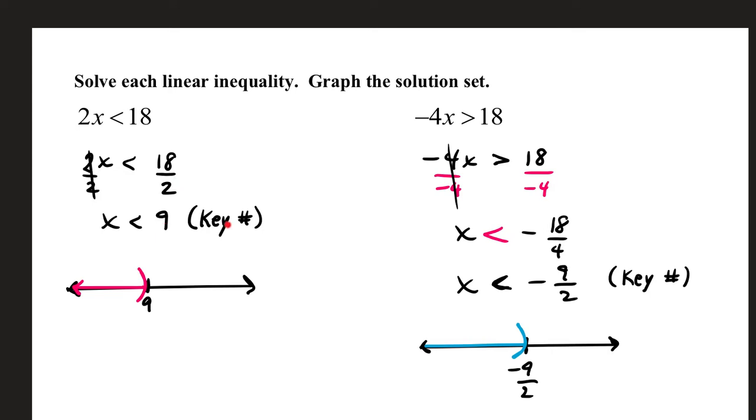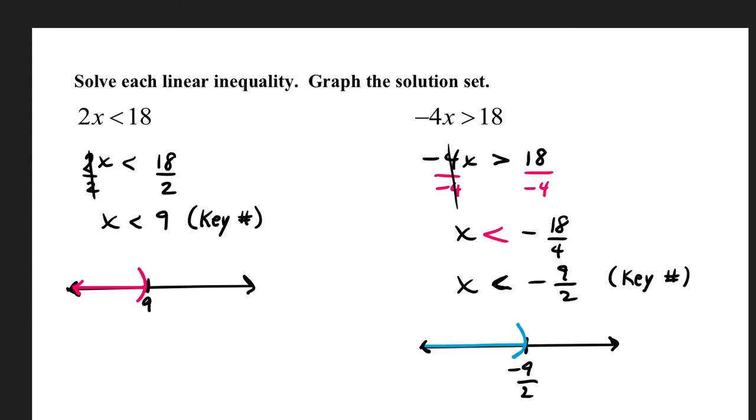Now that's a key number in the problem, but it's not the only solution. All numbers less than 9 will satisfy the original problem. So any number less than 9, I use parentheses at my key number. Less than is left on a number line. And so every number in this red interval will satisfy the original problem.